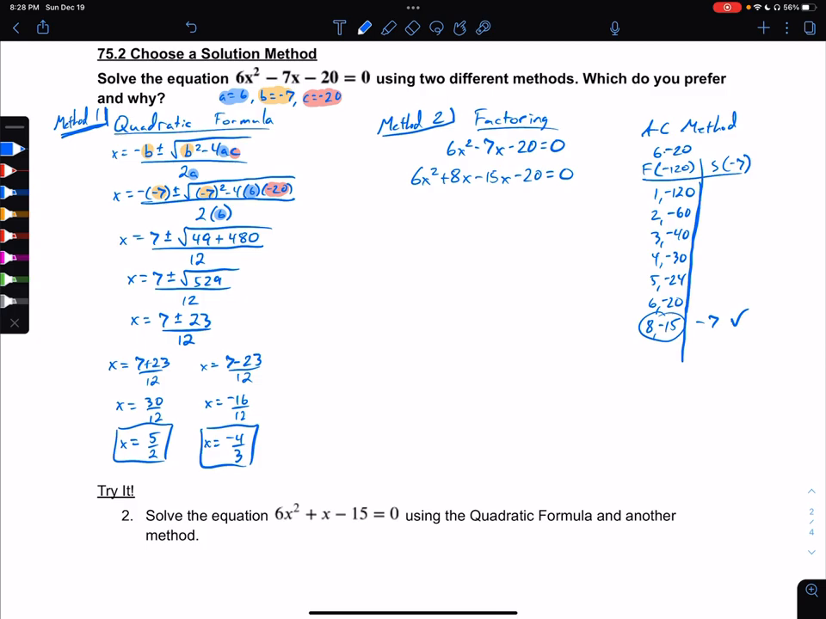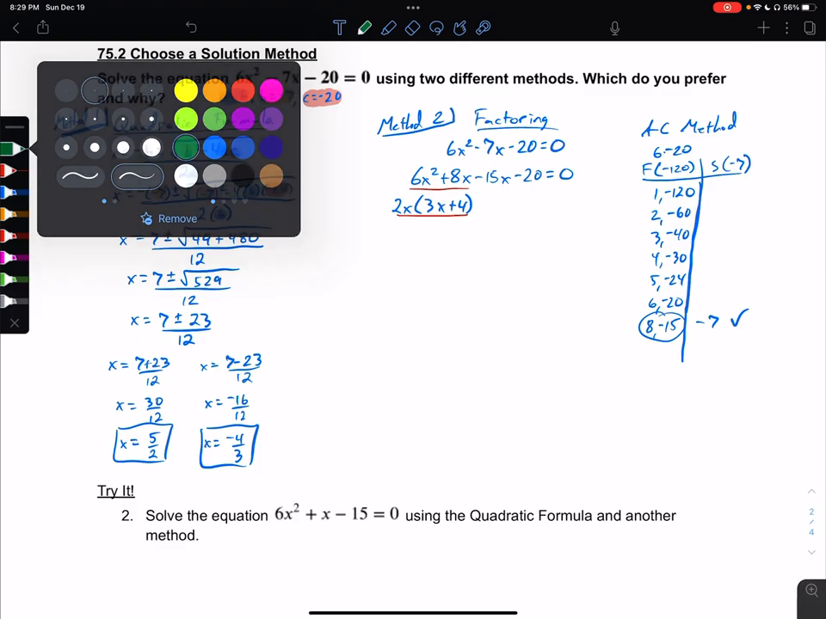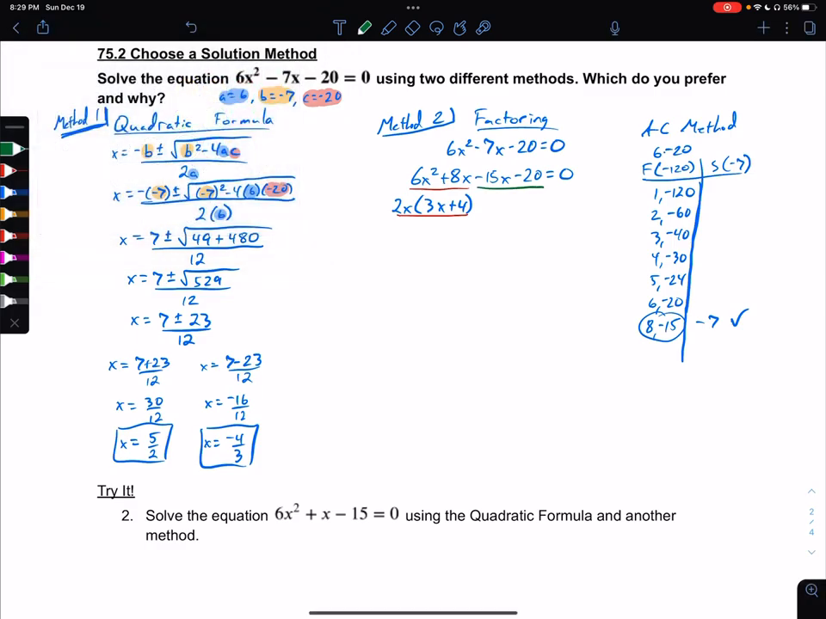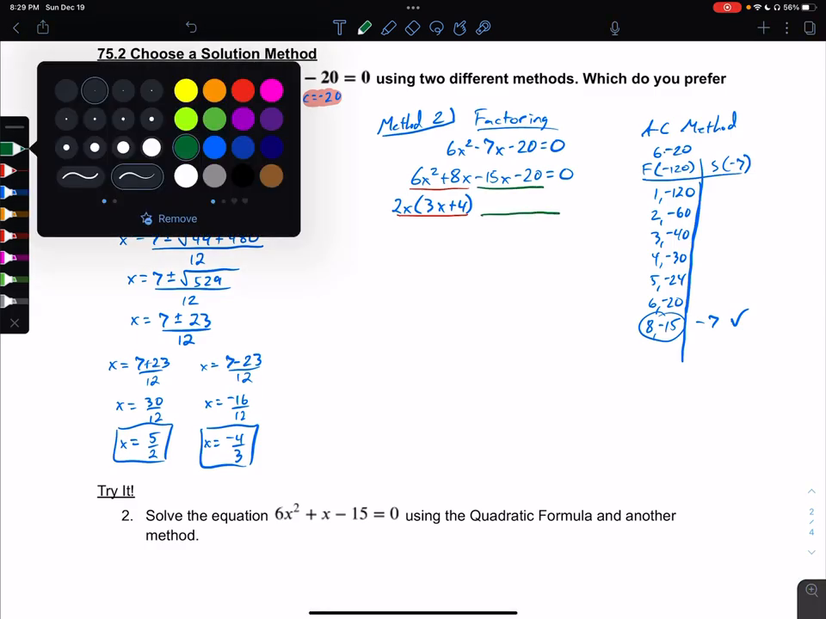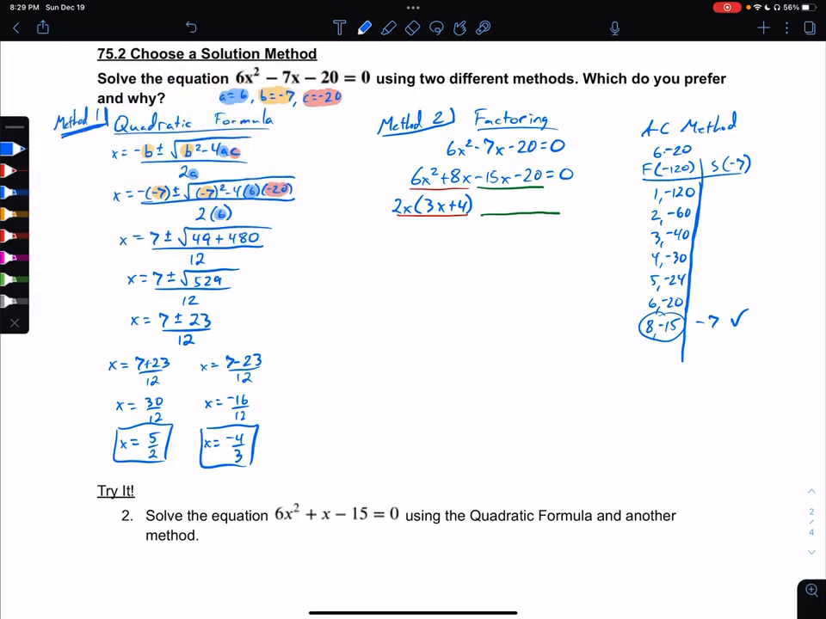So now we're going to take our first two terms and factor by grouping. These two have 2x in common, so I'd be left with 3x plus 4. Then the second group, these two go here. If I factor them, I need to change the signs, so I'm going to take out a negative 5. So I'd be left with 3x plus 4.